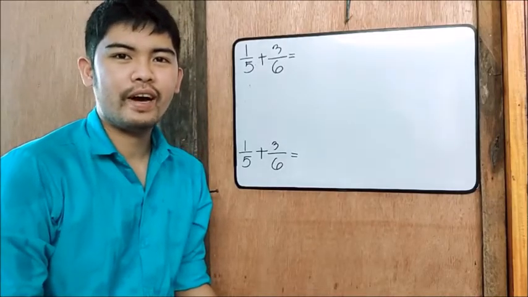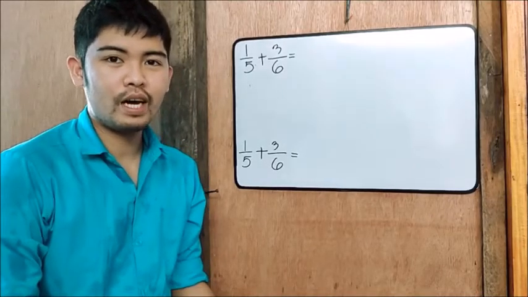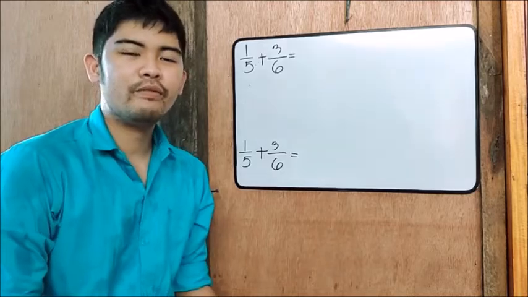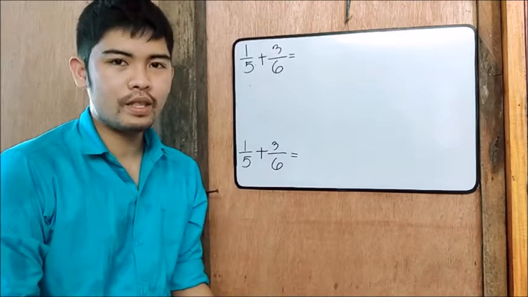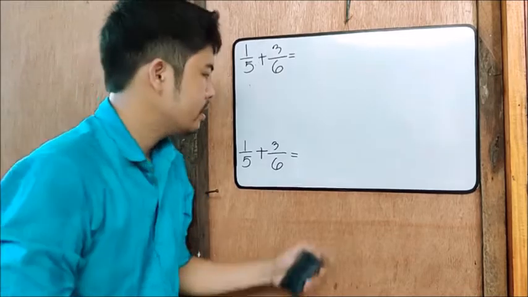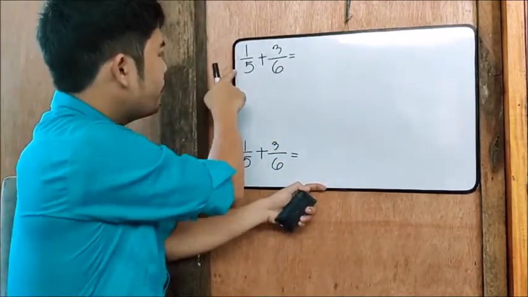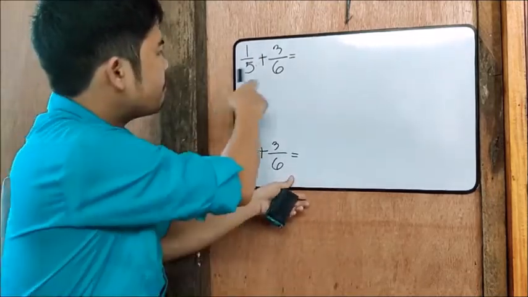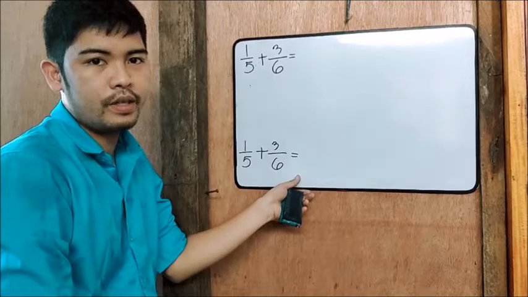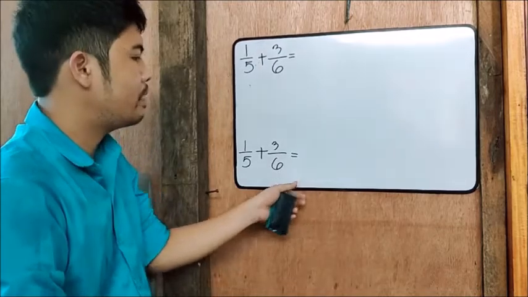Today, I will show you how to add or subtract fractions without using the LCD. But before that, I want to show you first how to do it with the LCD. So for example, we want to add 1 over 5 and 3 over 6. To add these fractions, we need to find first their LCD, or the least common denominator.